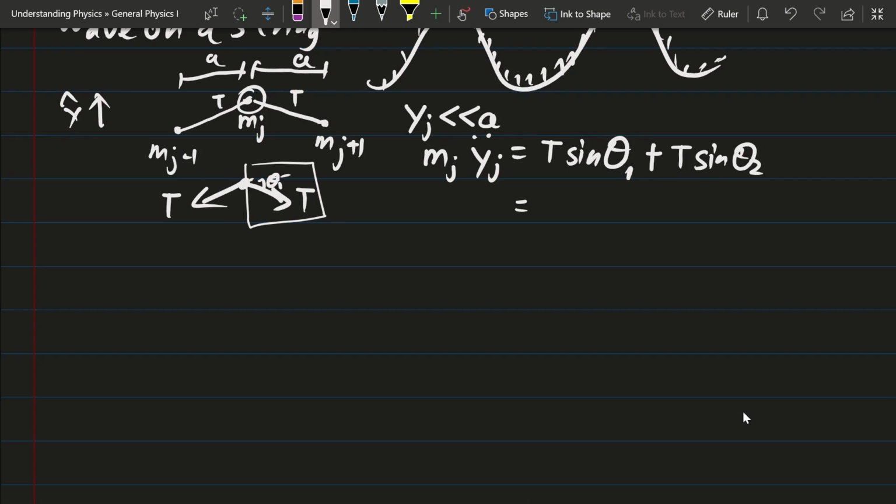I will obtain here that T. So what's the sine theta? Sine theta is the difference between the height, which will be y_{j+1} minus y_j, divided by the hypotenuse, which will be a, since y_j is very small compared to a, so we could just assume that to be the case, plus T, and we'll do sine theta 2, which will be y_{j-1} minus y_j over a.